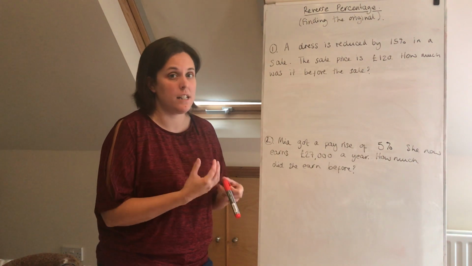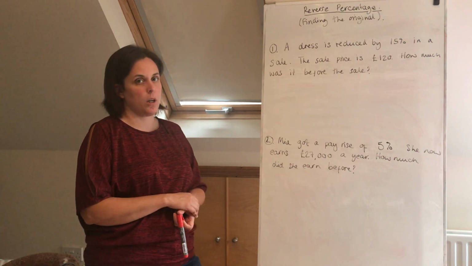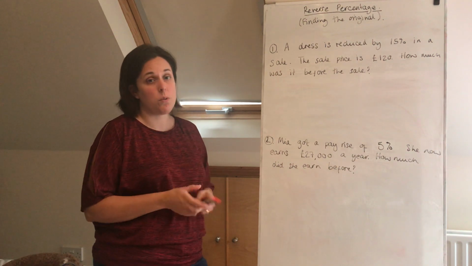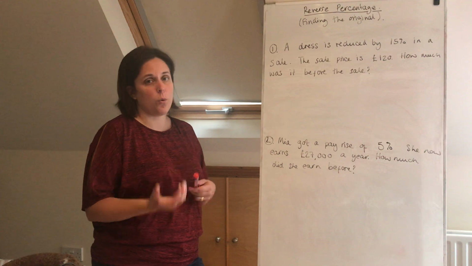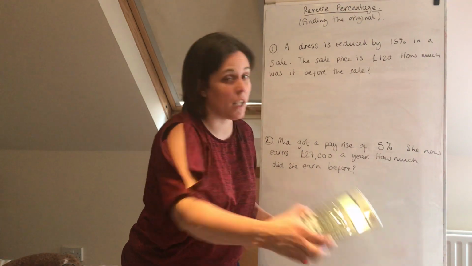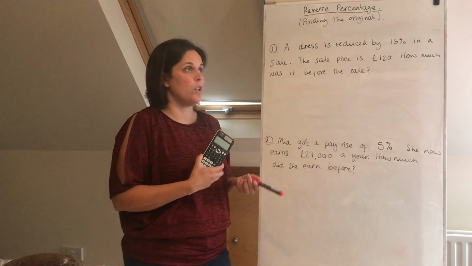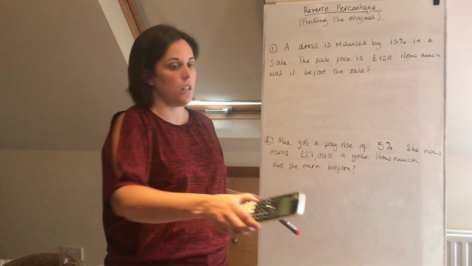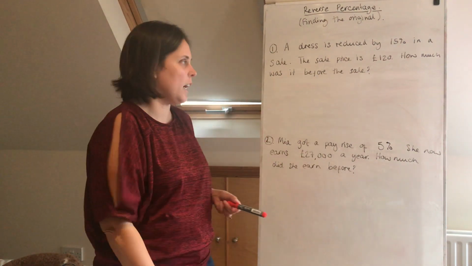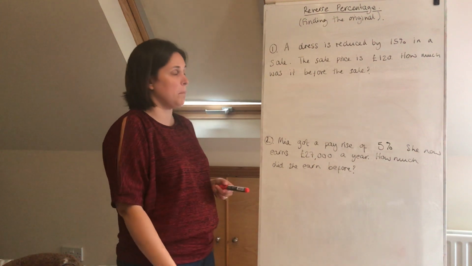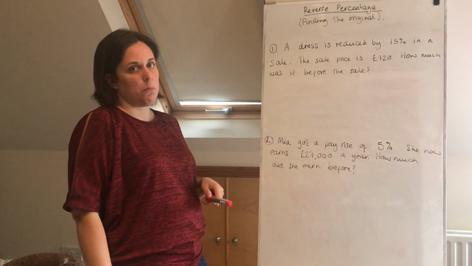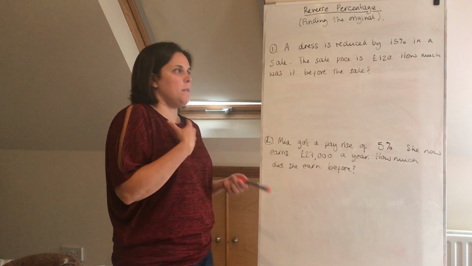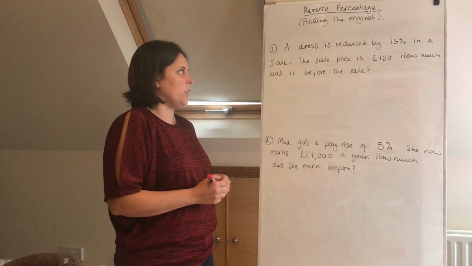Now there are lots of different ways of doing this, but I'm going to show you what I feel is the easiest approach for this particular type of question. And it always works. You can do it with or without a calculator. I'm going to use a calculator today, but if it's a non-calculator paper, the method remains the same. It's just that the numbers will be easier and you'll be able to do the calculations in your head or on pen and paper. So, two examples here. Again, one where there's been an increase and one where there's been a decrease.